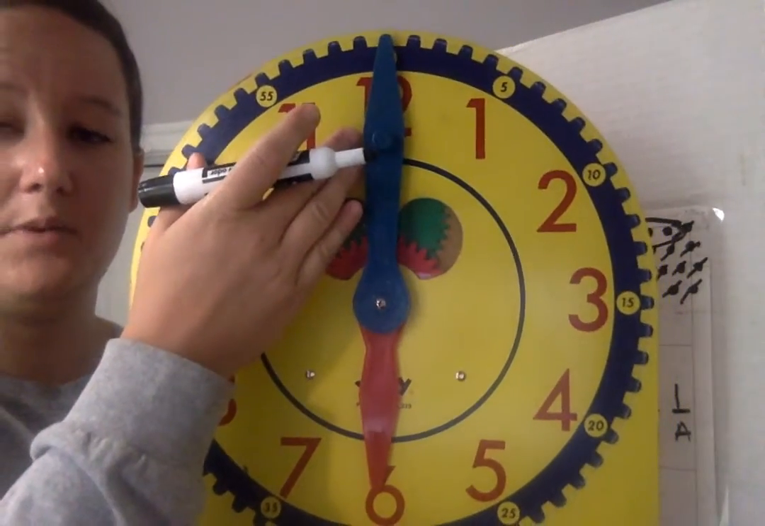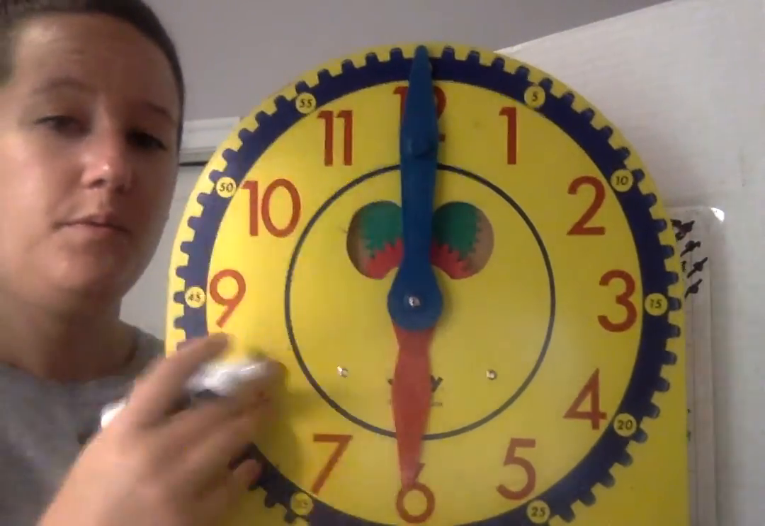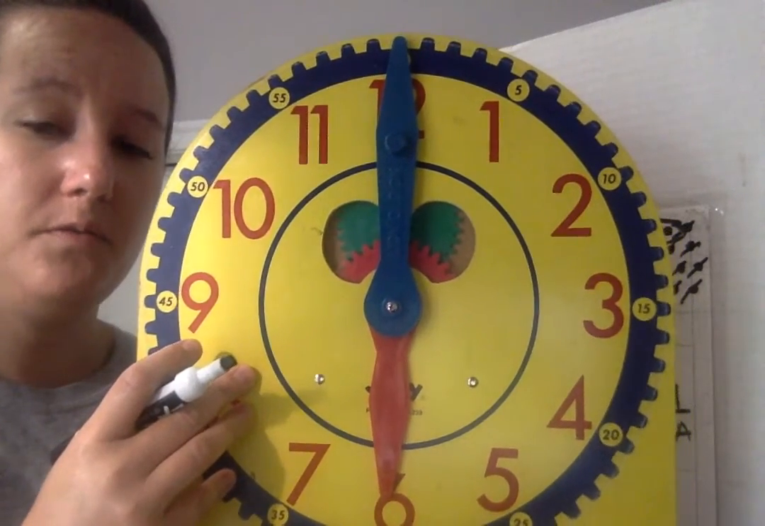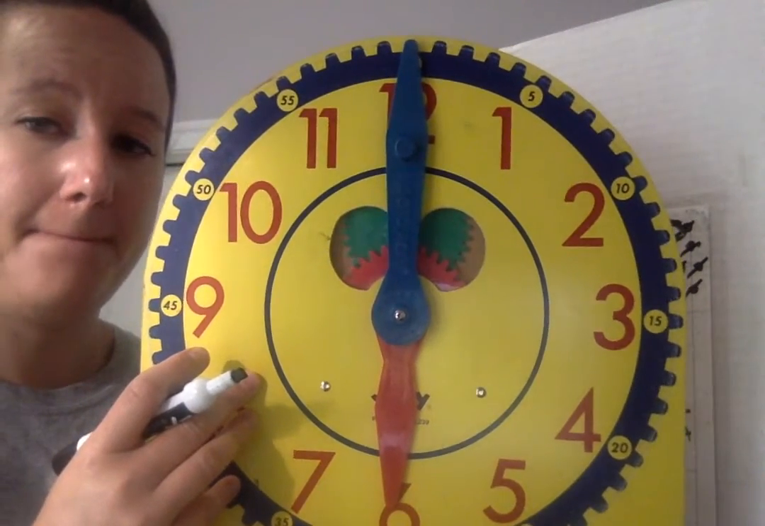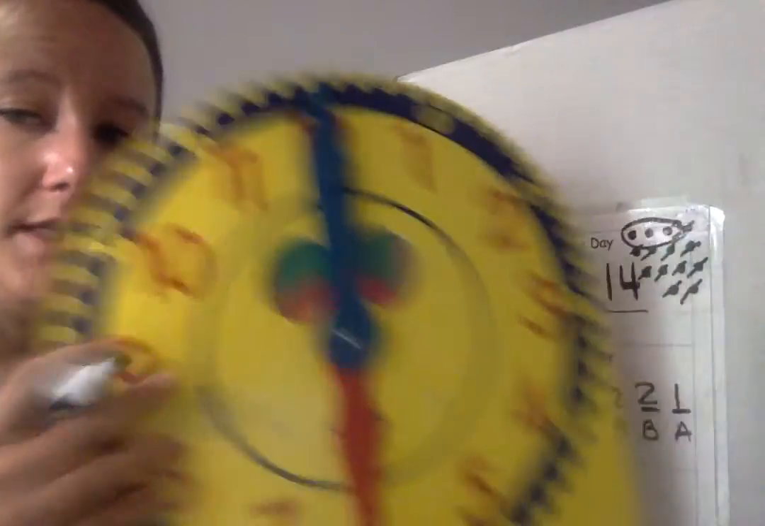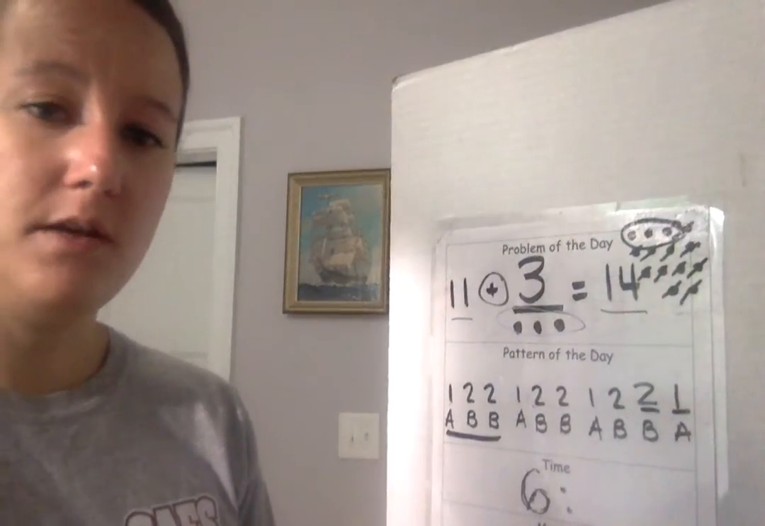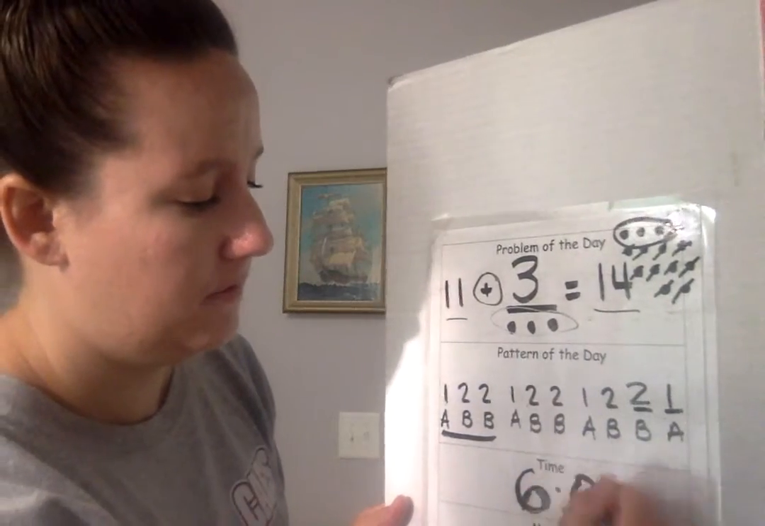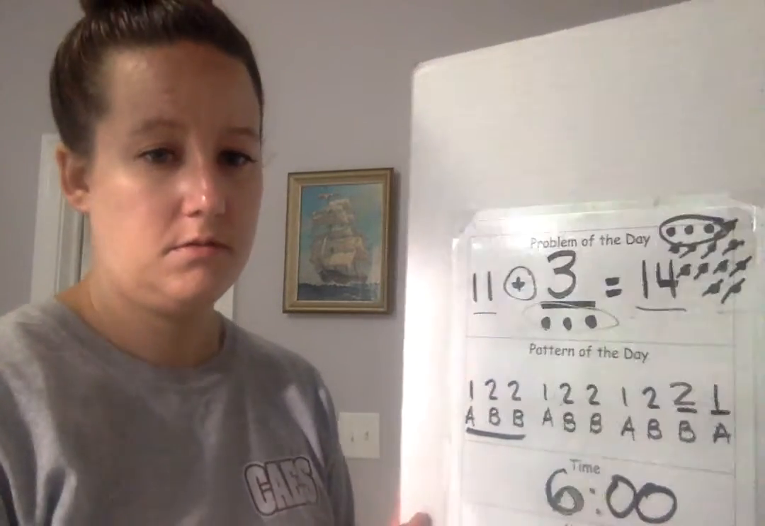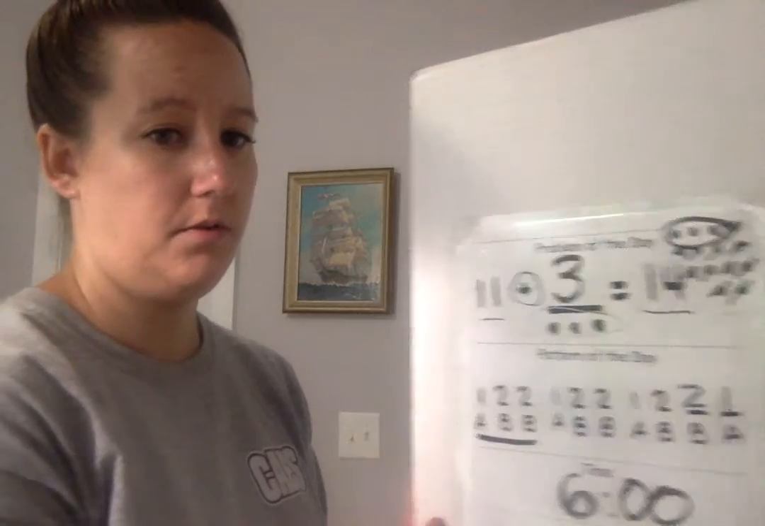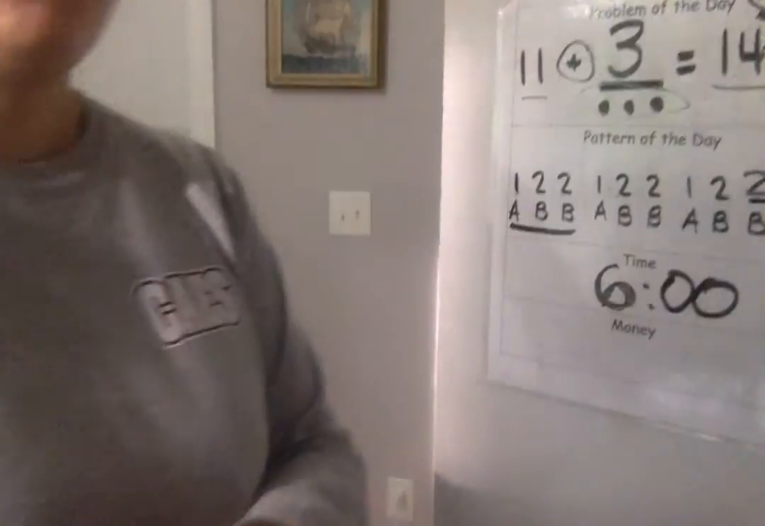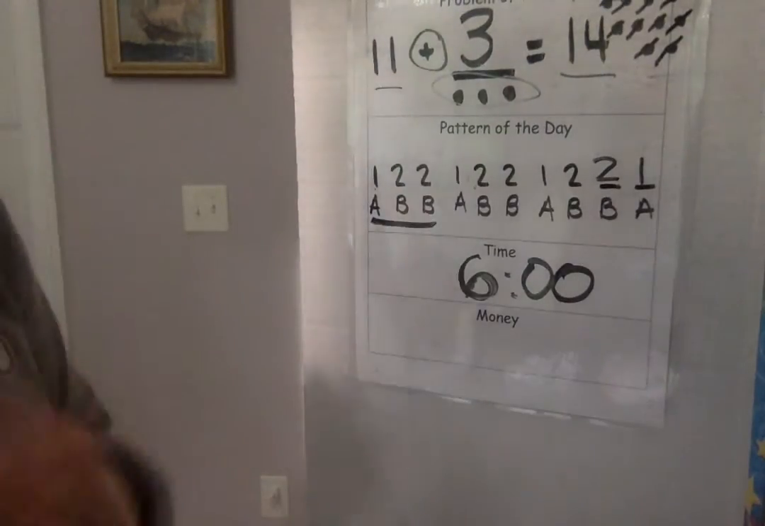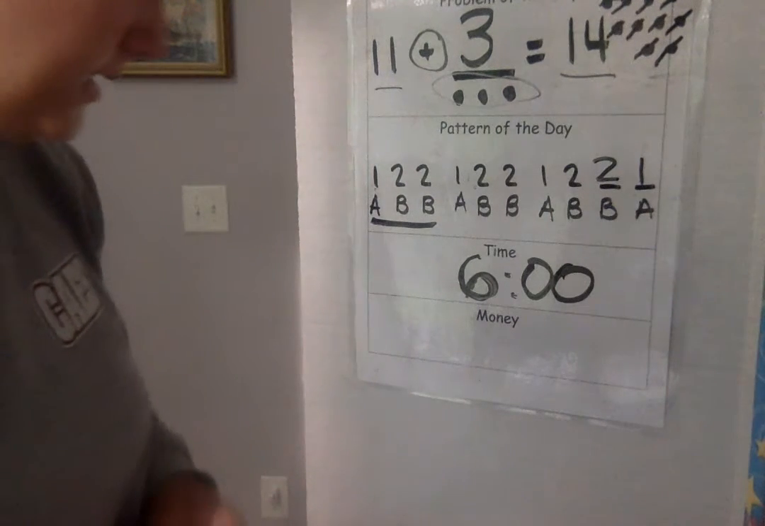And our minute hand is pointing to the 12. So remember, when the minute hand points to the 12, we say what? We say o'clock, and we write o'clock, so 6, by writing 2 zeros. So 6 o'clock. Good. All right, the last thing we're going to do today is money.